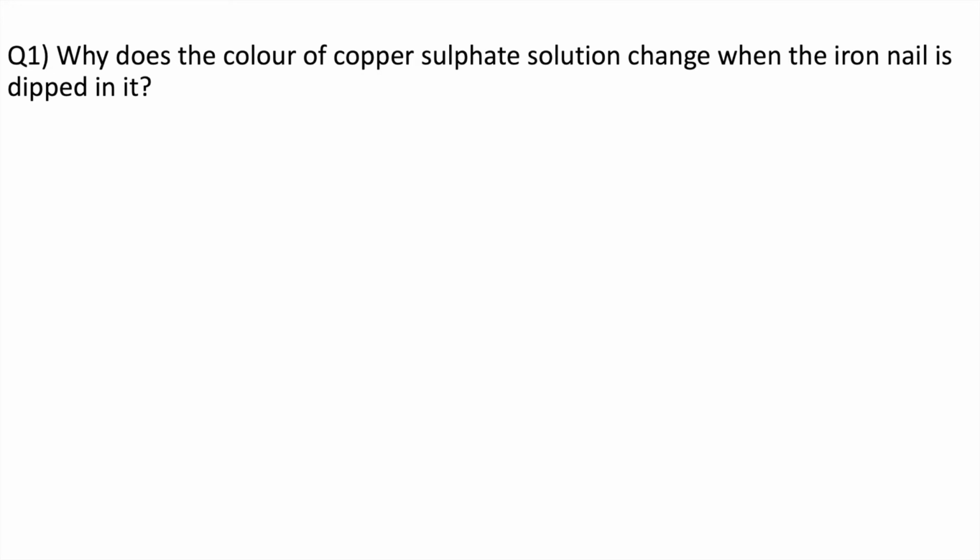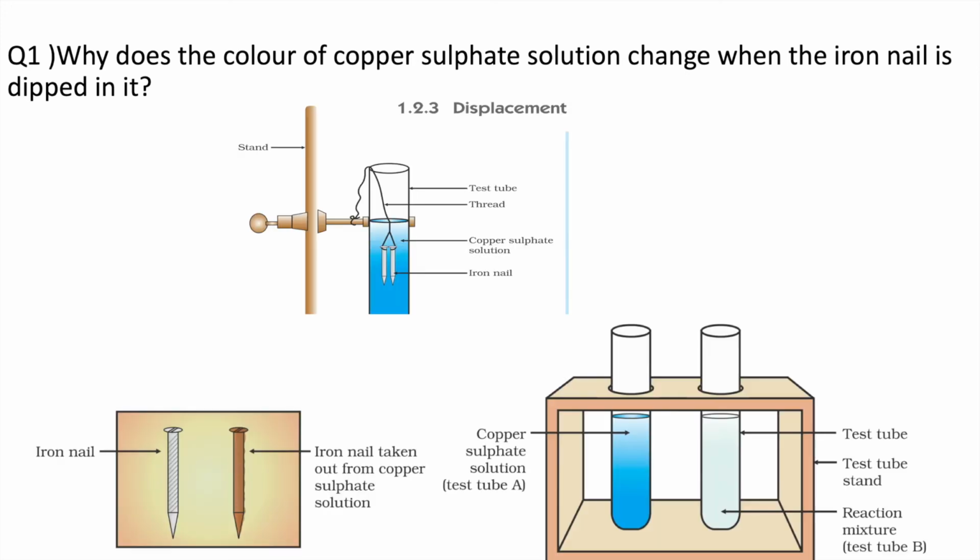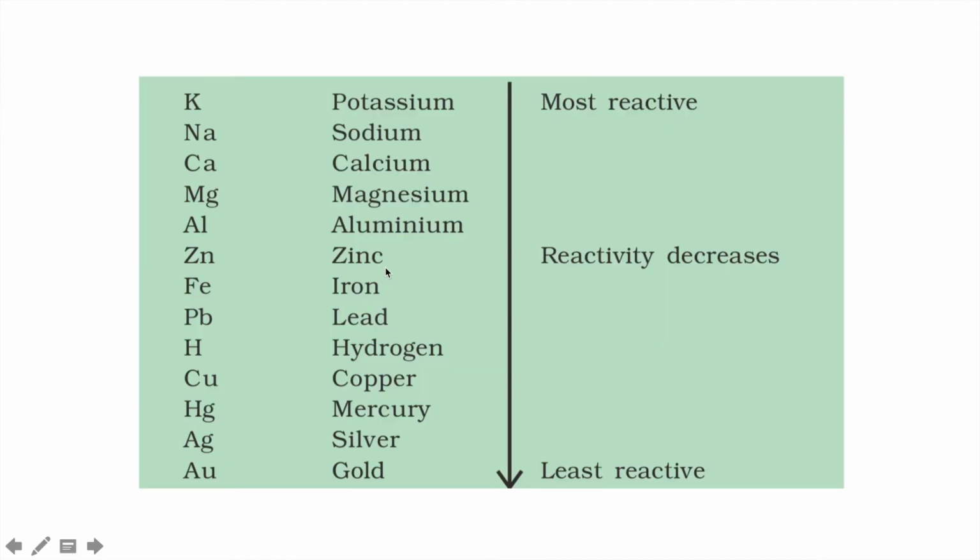Now we can discuss the solutions of page number 13. Question number 1. Why does the color of copper sulfate solution change when the iron nail is dipped in it? Let us check this reaction. This is the copper sulfate solution. It is of blue color. When the iron nail is dipped in it, what reaction takes place?